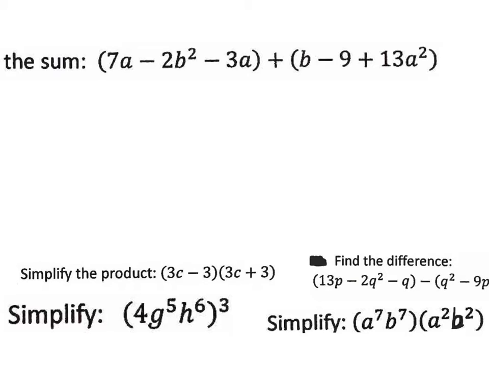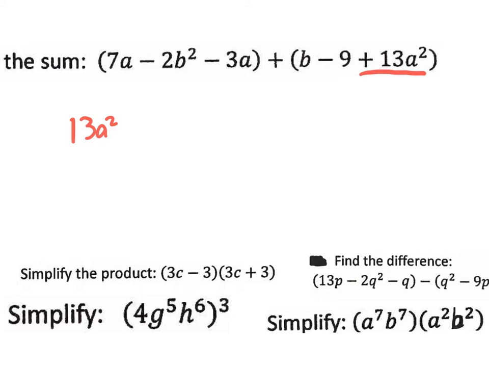Start alphabetically, right? The a first, and start with the highest exponent term of a. So we look at the plus 13a squared, and notice that there are no other a squared values. So we don't have to combine it with anything. That will be the first part of our answer, 13a squared.